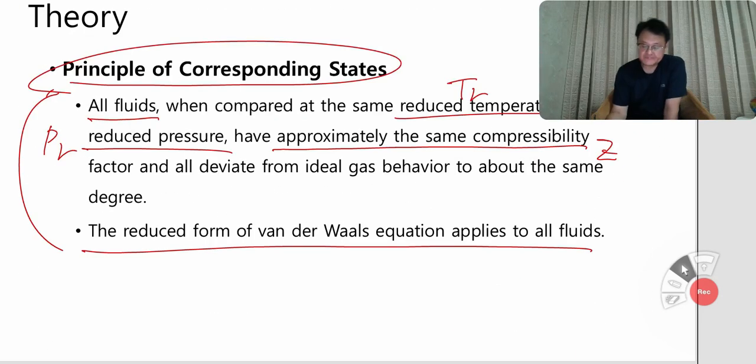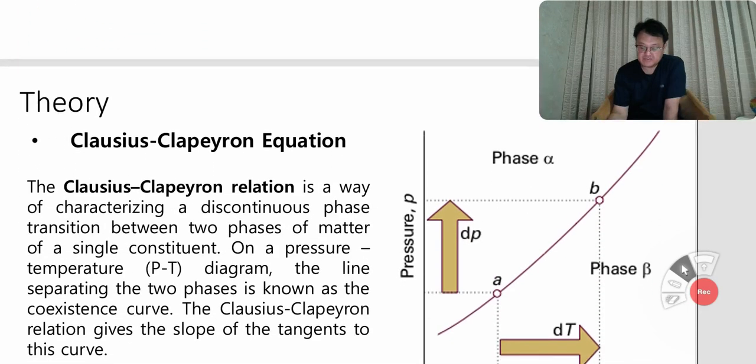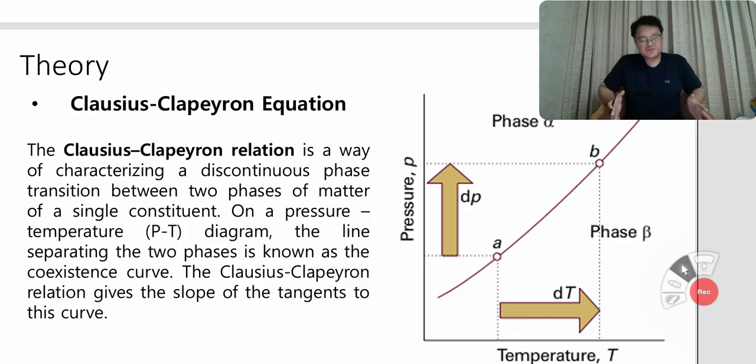Okay, now we are going to the Clausius-Clapeyron equation. We learn about this also in general chemistry 1, but there we learn only the final equation. So I'm going to show you today how this final equation, known as the Clausius-Clapeyron equation, can be derived. The Clausius-Clapeyron relation is a way of characterizing the continuous phase transition between two phases of matter of a single constituent, a single component, on a pressure-temperature diagram.